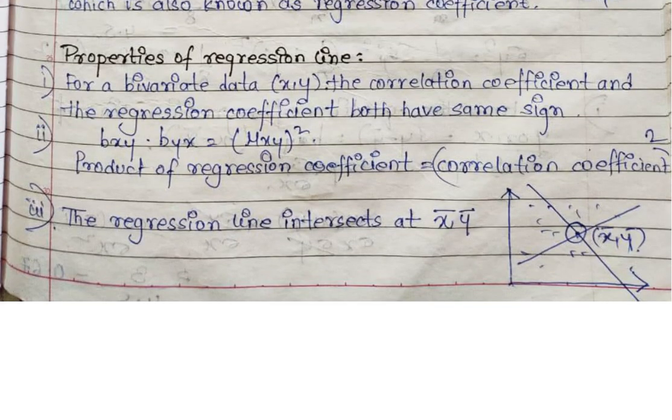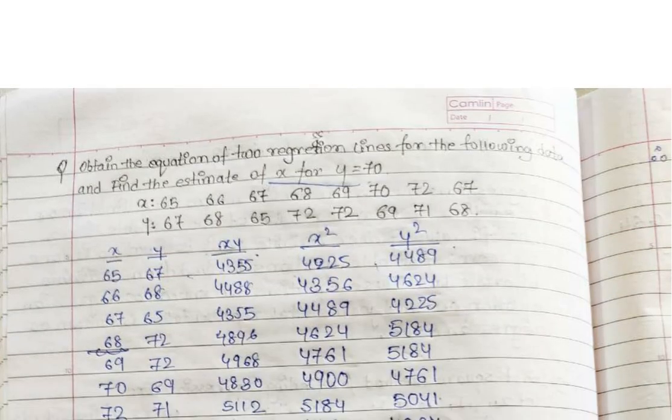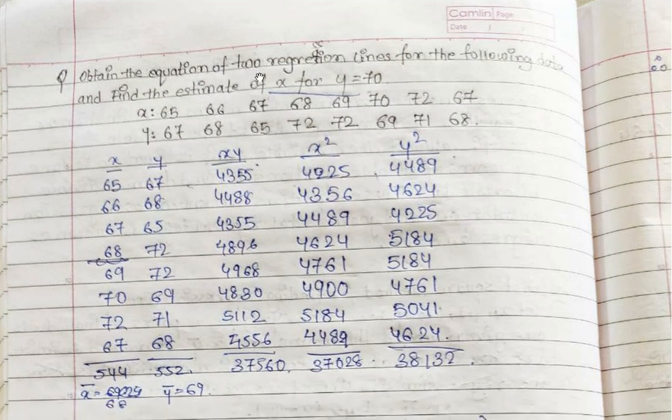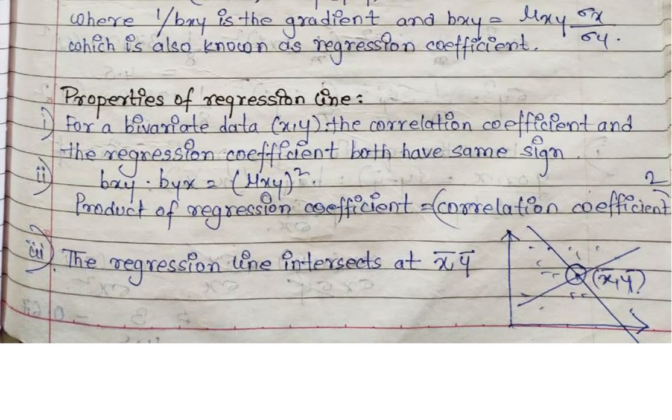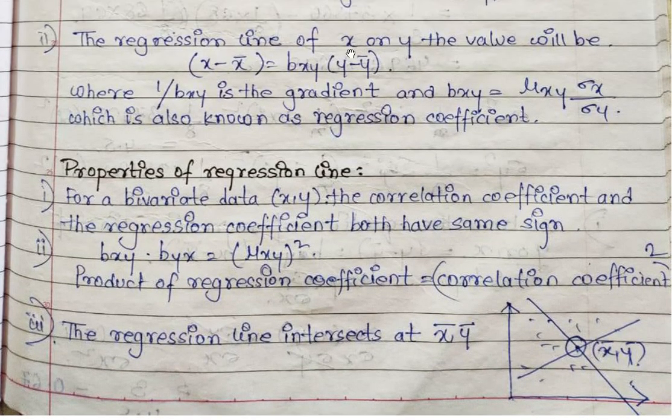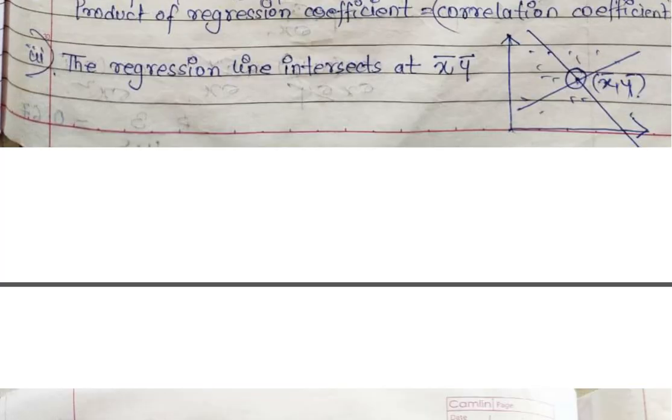Okay, so let us try to solve some problems. Suppose a problem is given here. We have to estimate x for y equals 70. Think very clearly: y equals 70 is given, which means we have to measure x. So which line do we use, x on y or y on x? From the definition, whenever you measure x with the help of y, it will be x on y.